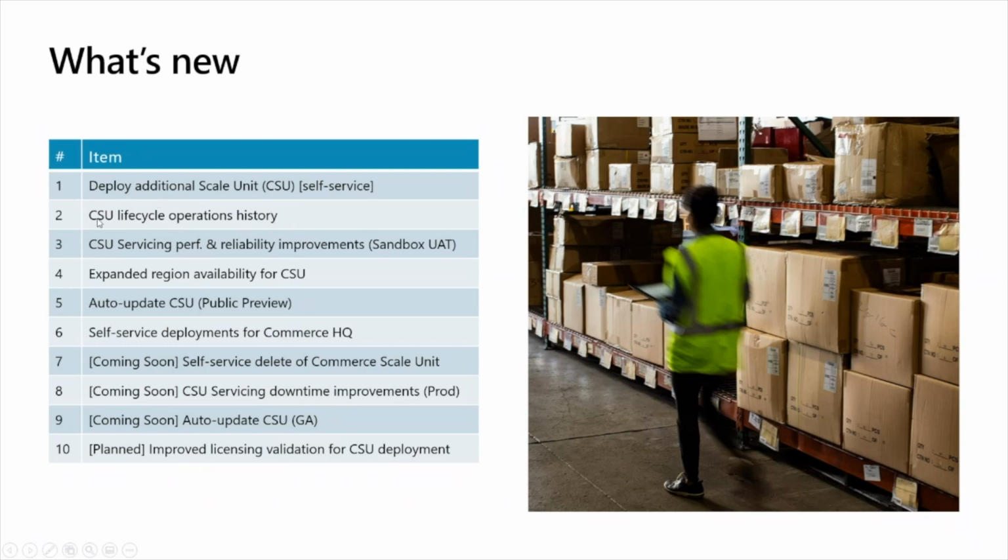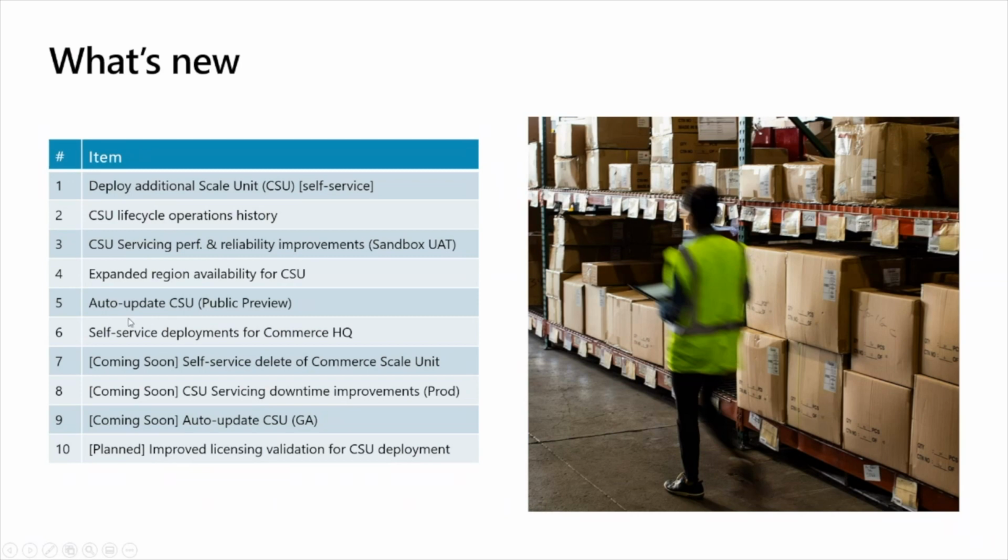Lifecycle operations history. So this is like an audit trail that is available for you to view in LCS for Commerce Scale Unit. We made perf and reliability improvements for servicing downtime for CSU. So this was quite eagerly asked for by our customers. We made considerable improvements here, and we'll talk about that. We'll go over region availability for CSU. We've expanded to additional regions.